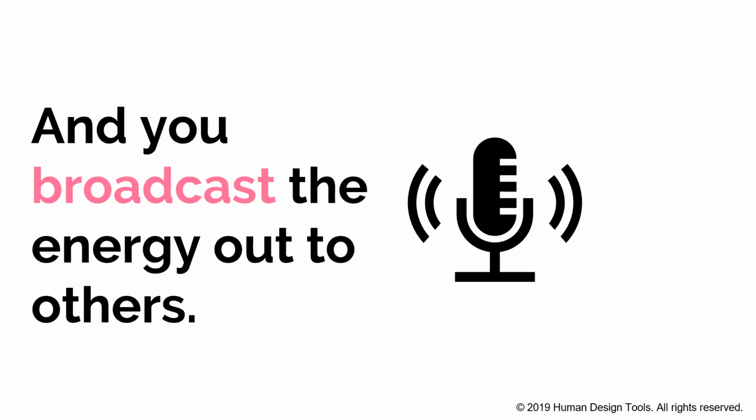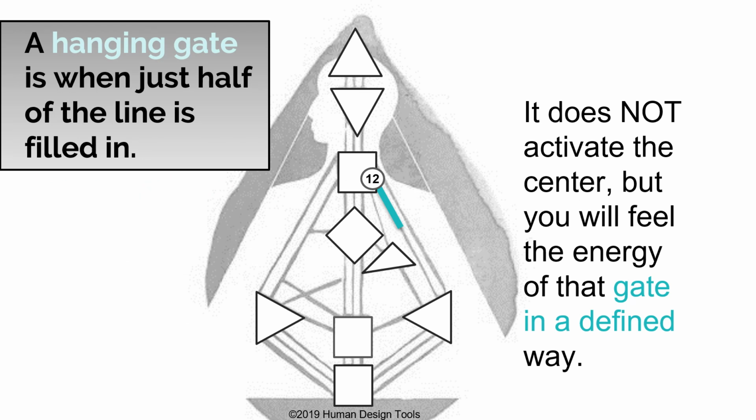Defined just means that you're going to feel this energy in a consistent way, and then you broadcast that energy out to others. So when your center is colored in, that means it's defined, and the only way that it can be colored in is if there's a line connecting the 2 centers. A hanging gate is when just half the line is filled in. So you see the 12 there off the throat center, and it's just half filled in. It's not all the way to the emotional solar plexus. That's what a hanging gate is, and it does not activate the center, but you will feel the energy of that gate in a defined way.